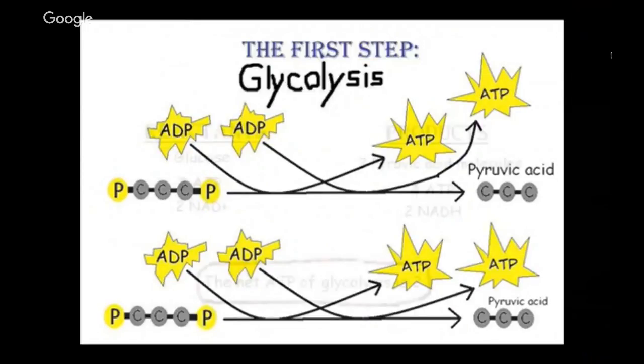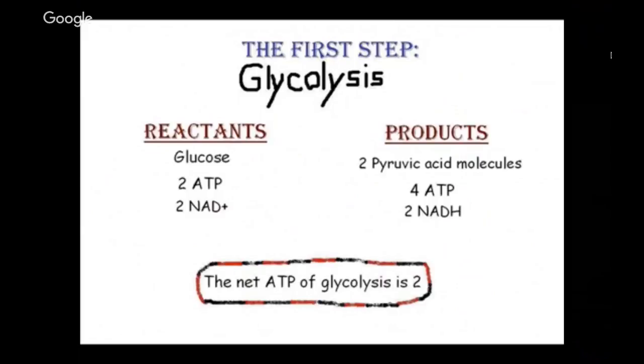This slide's like the overview of glycolysis. The reactants are glucose, which comes together with 2 ATP, and also another reactant that comes into the equation is 2 NAD plus molecules. Now, the products are 2 pyruvic acid molecules, which are the 3 carbon molecules that I showed you in the last slide, and also 4 ATP molecules and 2 NADH molecules with the 2 electrons. The net ATP of glycolysis is 2.